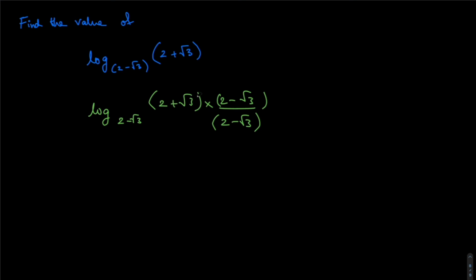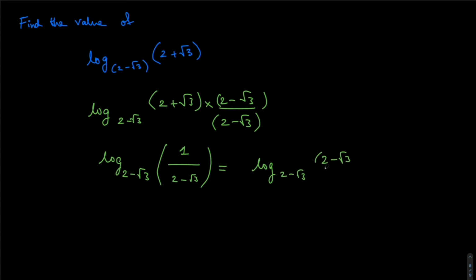So if I multiply this, I'm going to get 4 minus 3. It's a plus b times a minus b, which is just a squared minus b squared. So I'm going to get 1 on the top, and 2 minus root 3 on the denominator. So it's going to be log base 2 minus root 3, like this. Great. Now I can simplify this: it is log base 2 minus root 3, then I can say 2 minus root 3 raised to the power negative 1.